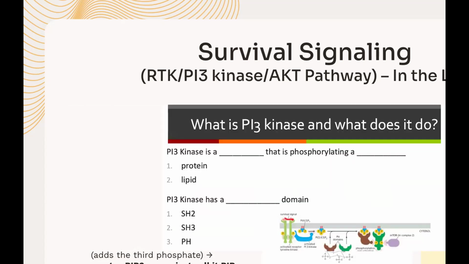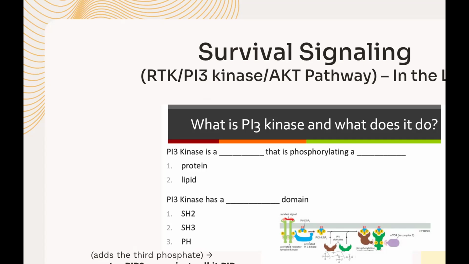So let's do, I think this was in class today. Again, I'll let you do this on your own. PI3 kinase is a blank that is phosphorylating a blank. Think about it for 30 seconds, come back to me. PI3 kinase, remember this one right here. Okay, does anyone have the answer for this one? It's a protein that's phosphorylating a lipid.